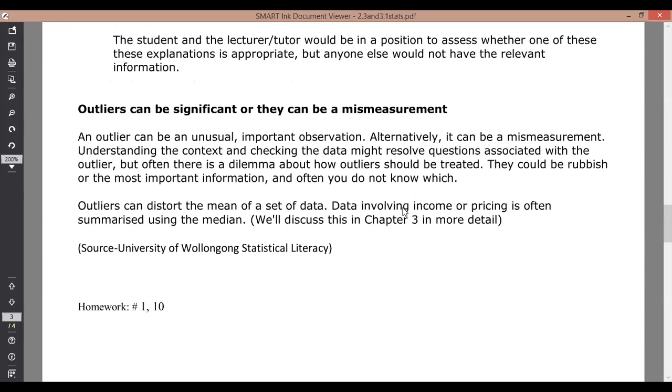Outliers can be significant. In other words, maybe the person really did make a 16 and really did do that badly, or it can be a mismeasurement, a typo, right? It could be that somebody meant to enter a 76 and instead entered a 16, something like that, if that makes sense. So you would go back and see, well, was it a typo in the data or did the person truly make a 16?